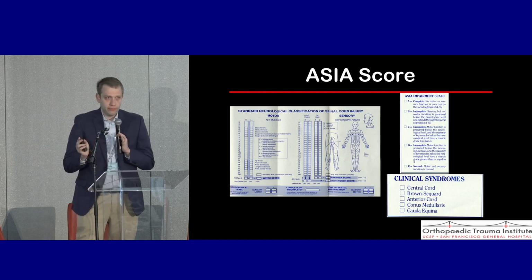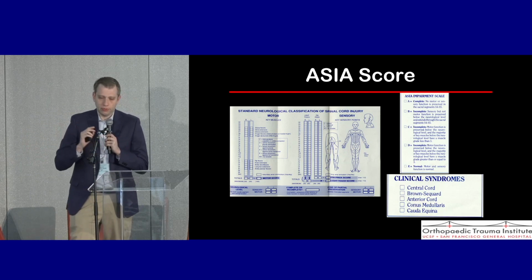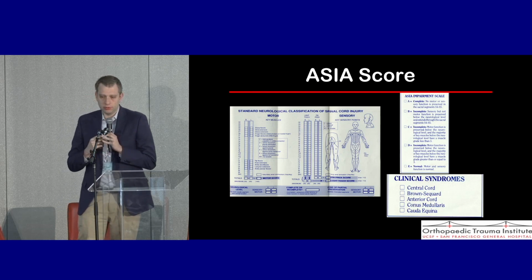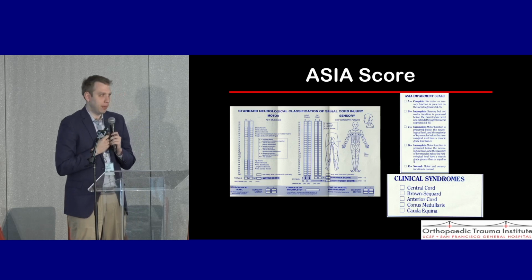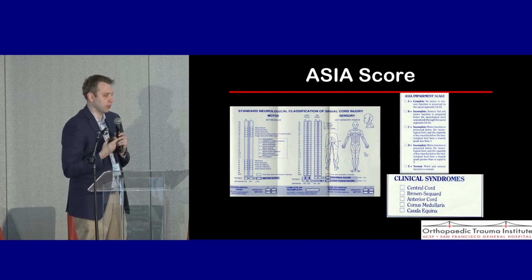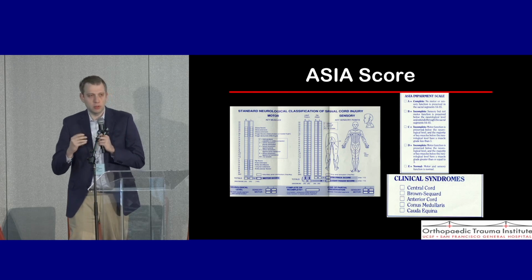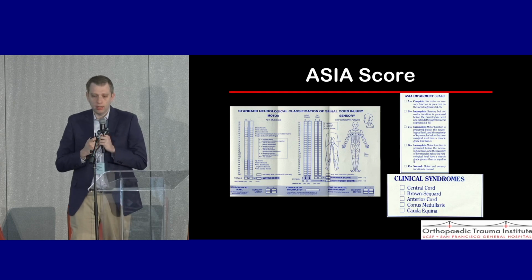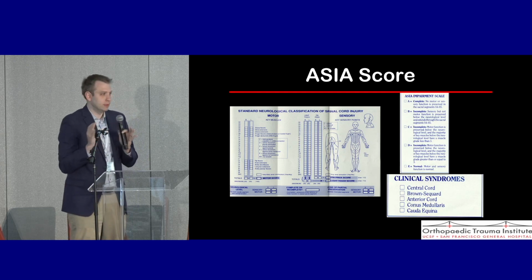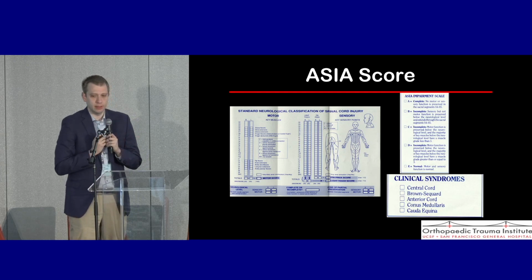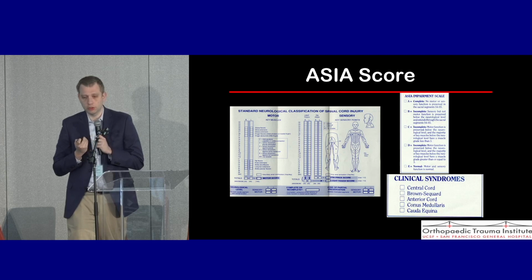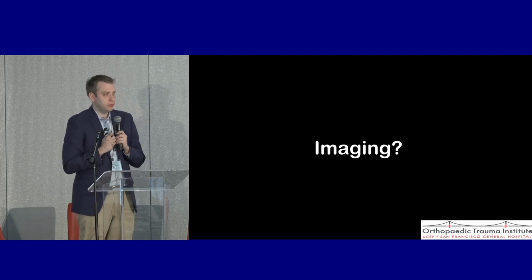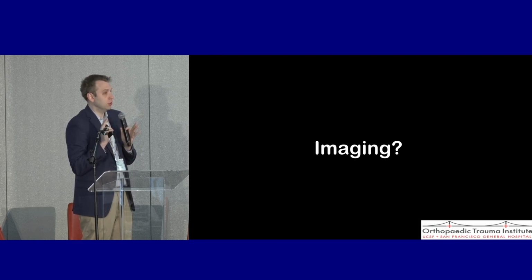We also evaluate the whole ASIA score. We do a thorough exam looking at the different muscle groups, sensory levels, look to see if there are any patterns of deficits, bowel or bladder incontinence. As we know, we grade all of our muscle strengths from a 0 to 5 scale. And this is standard when evaluating a patient for a spinal injury. And so back to our patient. Do we even need to get any imaging in theory?